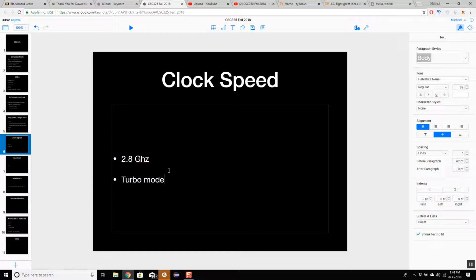But if it gets under heavy load, that CPU can ramp up and it'll measure the heat and ramp back down when heat starts becoming a problem.